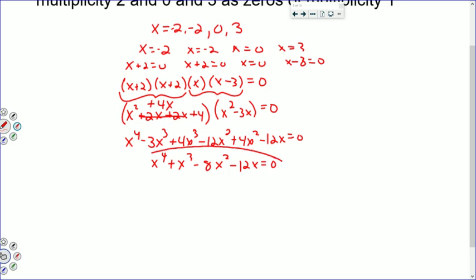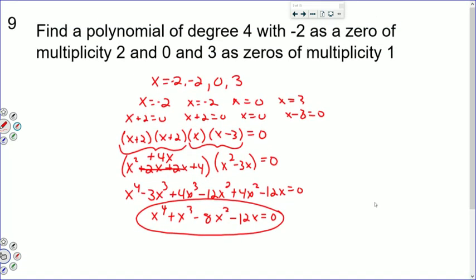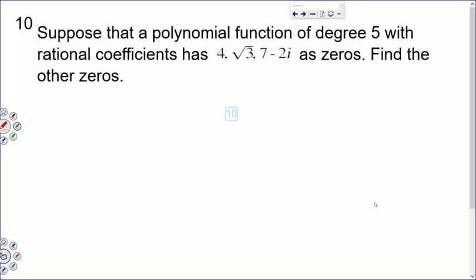So there we have a polynomial of degree 4 that has negative 2 as a zero of multiplicity 2, and 0 and 3 as zeros of multiplicity 1. This is your solution. This is your polynomial. Okay? We're working backwards when we're finding polynomials of degree blah. Okay? On to number 10.